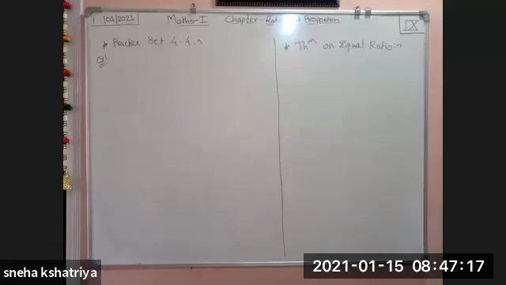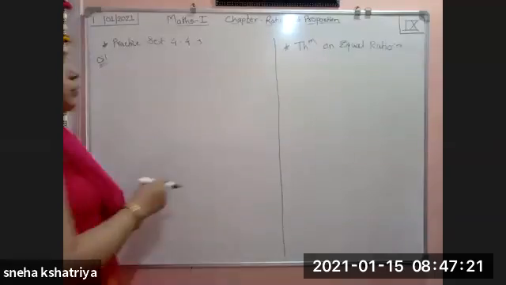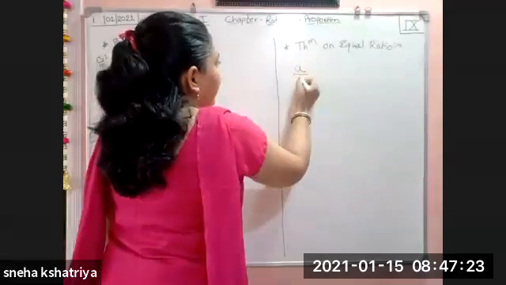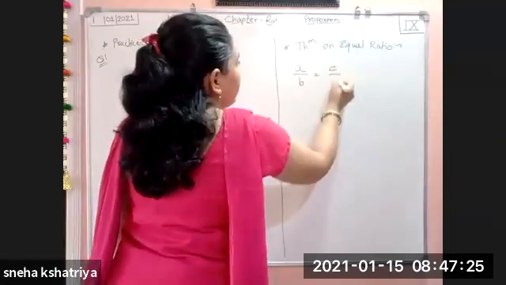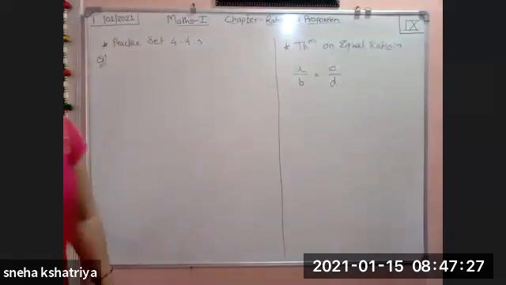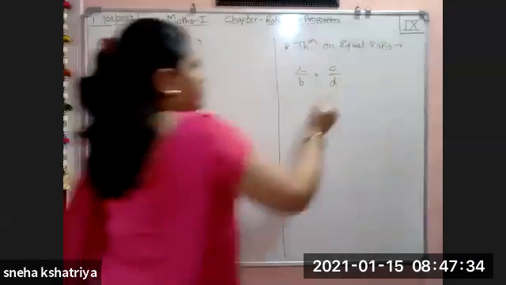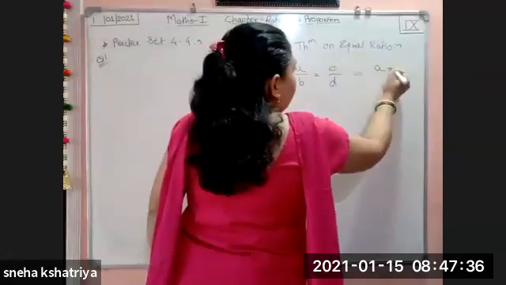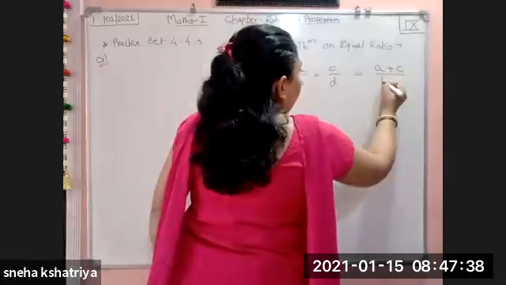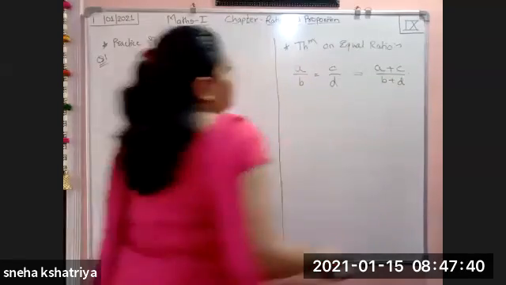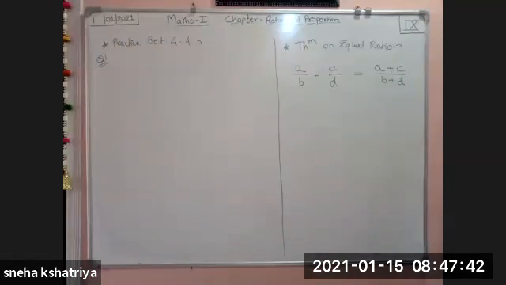Theorem of equal ratios. Now we will see what the theorem on equal ratios is. If two ratios are equal, suppose A upon B is equal to C upon D, then we can write their addition as A plus C upon B plus D. This states the theorem of equal ratio. If two ratios are equal, then we write the addition of the two ratios.